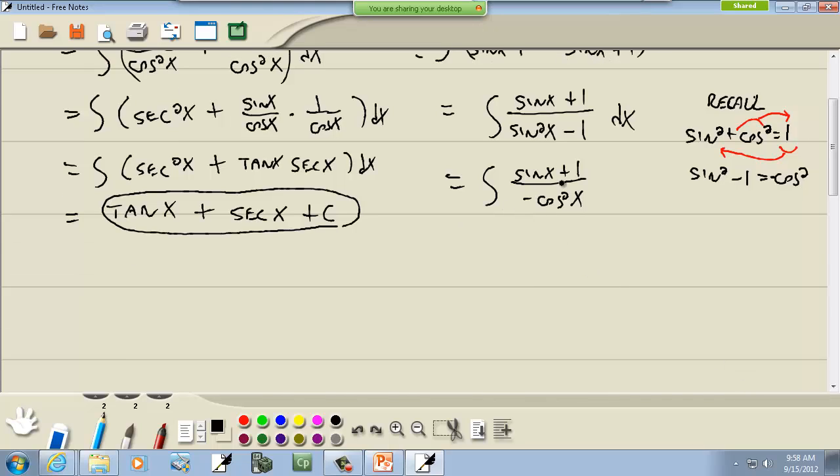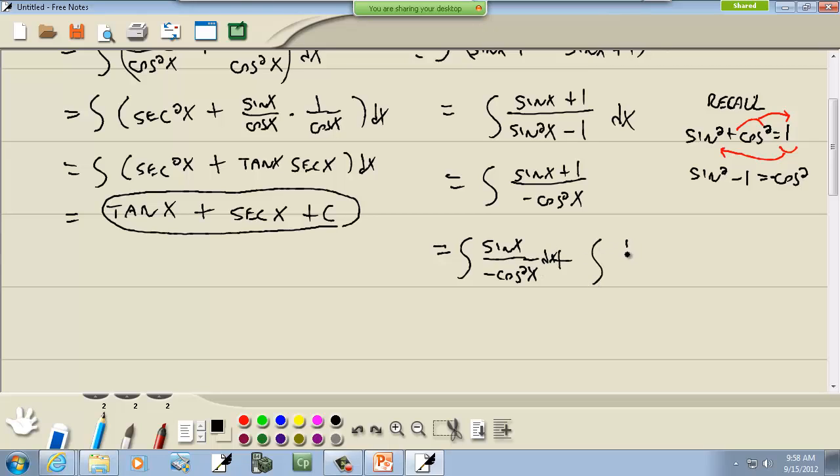Well, what's the benefit of this? We went through all this and still got a mess. Well, we got a single item downstairs here. So what we can do is split this up. We can put sine x over negative cosine squared, and that's dx.